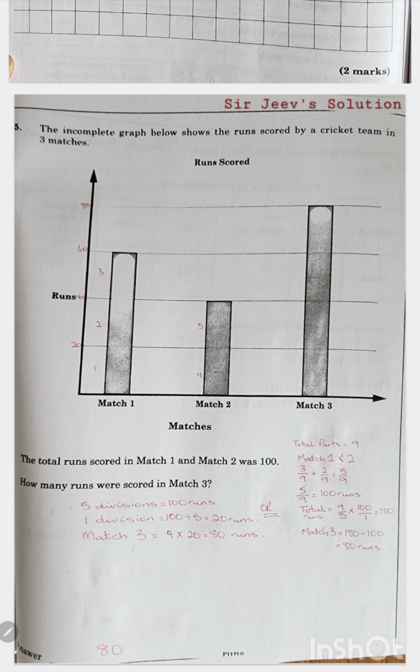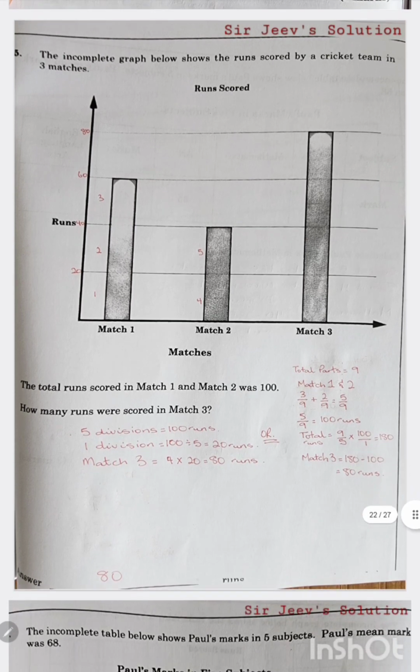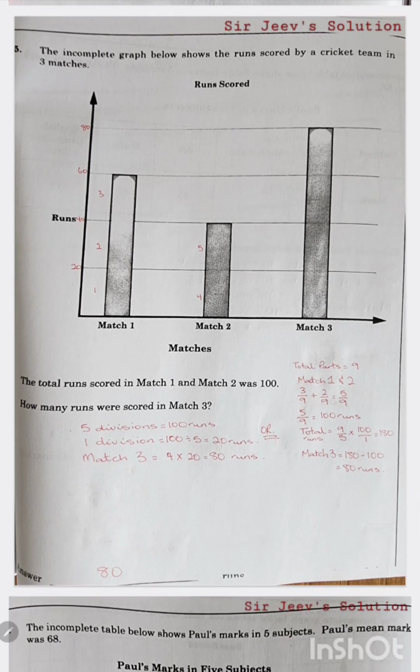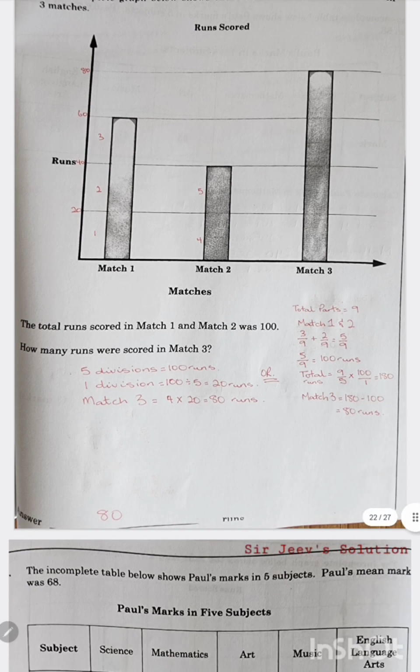So let's calculate the total. We know a quantity given and the fraction that it is equal to. To calculate the total, you take the quantity given and multiply it by the inverse of the fraction. So 9 over 5 multiplied by 100 over 1, and you will get 180. So for match 3, it will be the total, which is 180, take away 100, and we'll get 80 runs. So we have both ways we could have done it, one with fractions and one with just normal division.